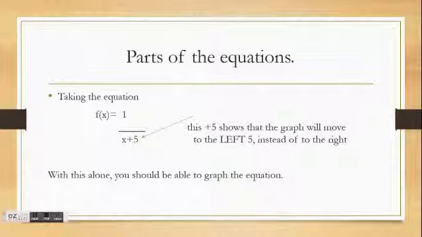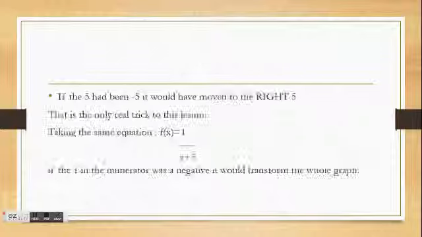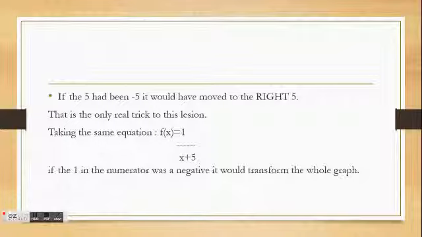Look at the parts of the equation. This is very important because this can either make it really easy or really difficult to do. Taking the equation given, f of x equals 1 over x plus 5, this is a fairly simple one. This plus 5 shows that the graph will move to the left 5 instead of to the right 5 like we would expect it to. With this alone, you should be able to graph the equation. If the 5 had been negative, it would have moved to the right 5. That is the only real trick to this lesson.